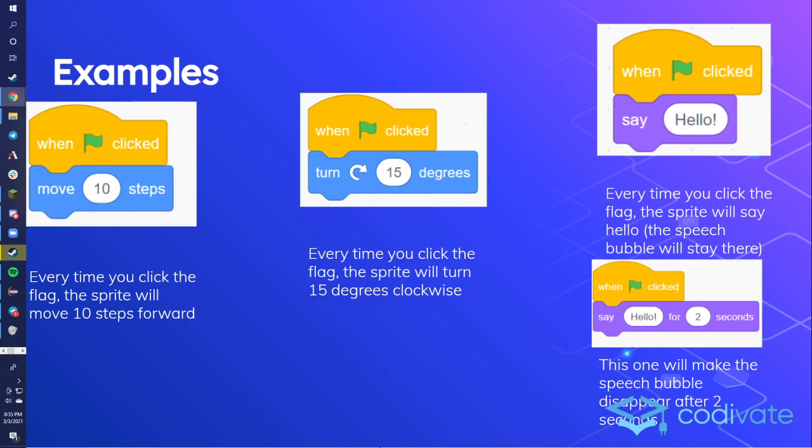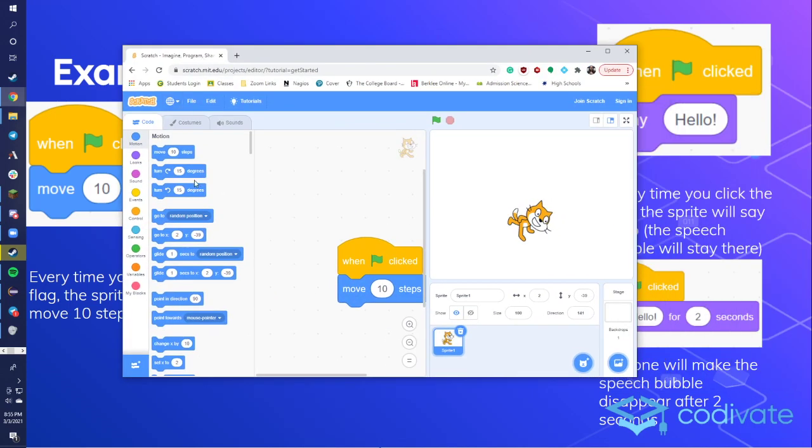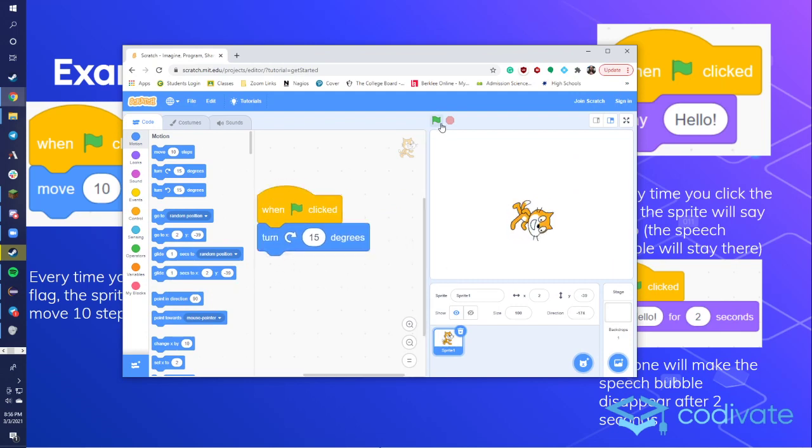Now, we have another one which is turn 15 degrees. And if I do that, instead of move 10, it just rotates the cat around like this. Now, if I do the 90 degrees like we've been used to, you'll see that the cat does that same flipping motion that it did in that GIF earlier.